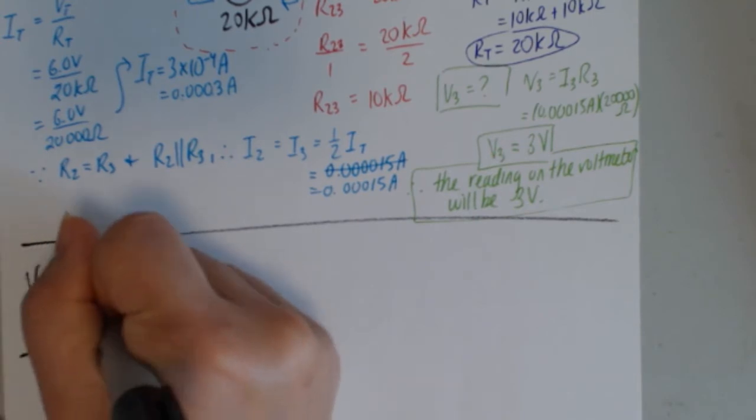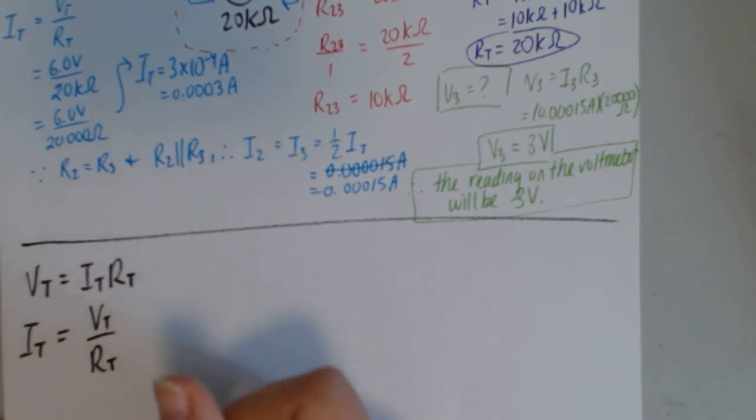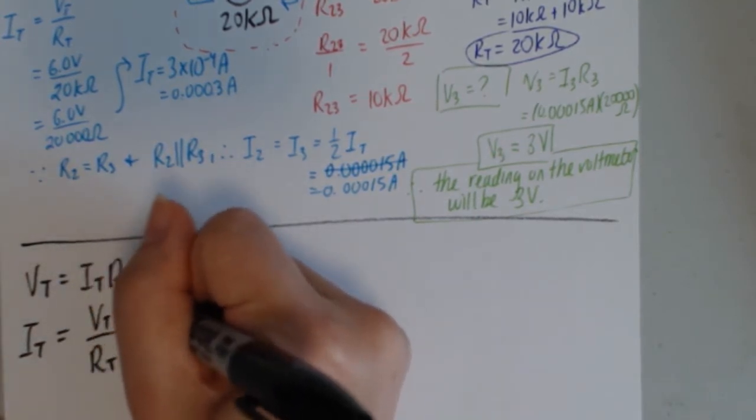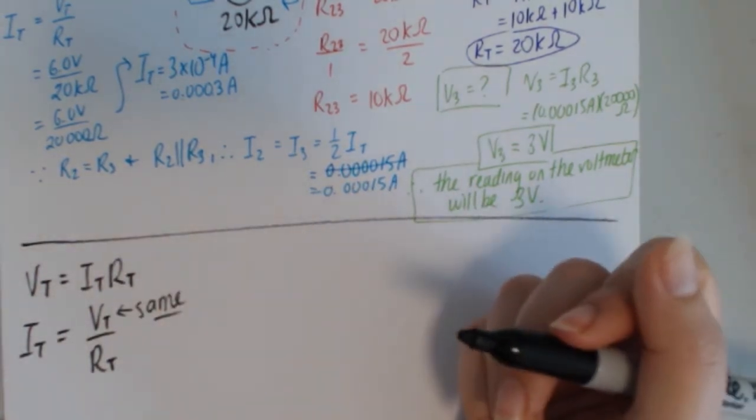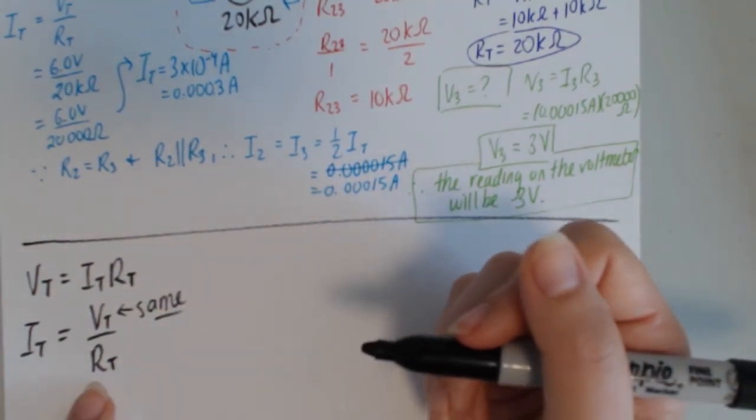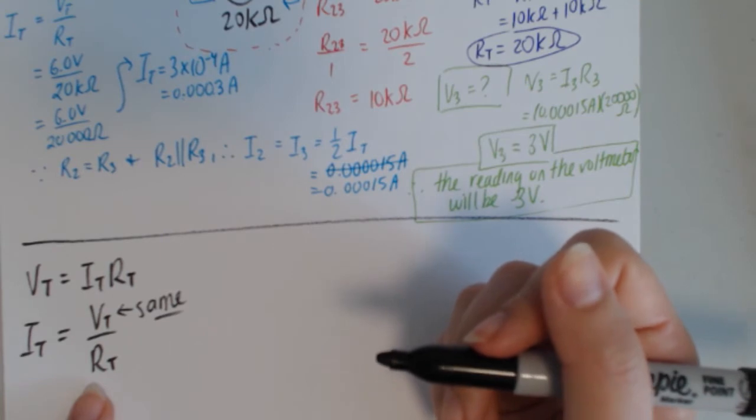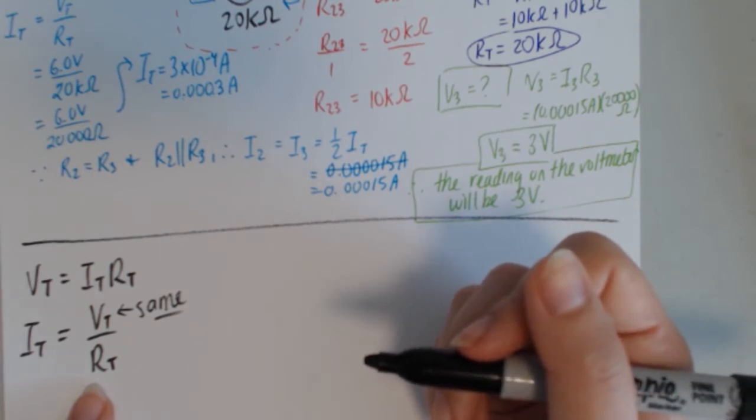So total current is equal to total voltage over total resistance. They all have the same total voltage because they're the same battery. Now, what about total resistance? That's what you've got to figure out based on the configurations that you see.